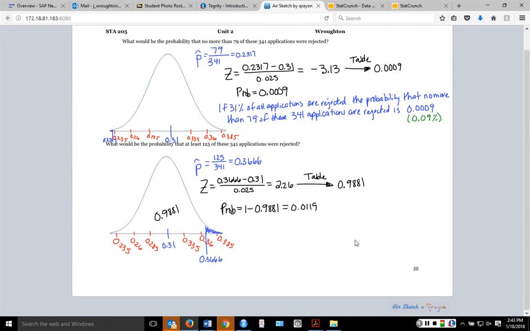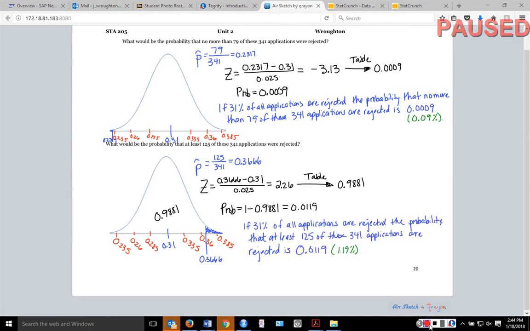Right, last thing we need to do is interpret it. If 31% of all the applications are rejected, then the probability that at least 125 of our 341 applications are rejected is about a 1.19% chance.